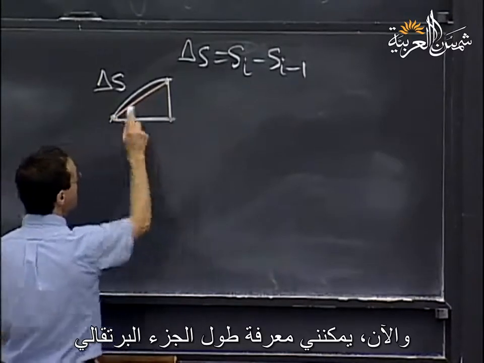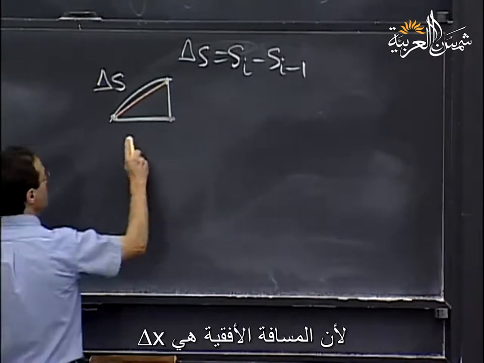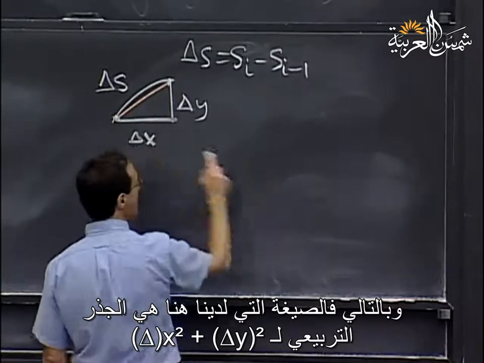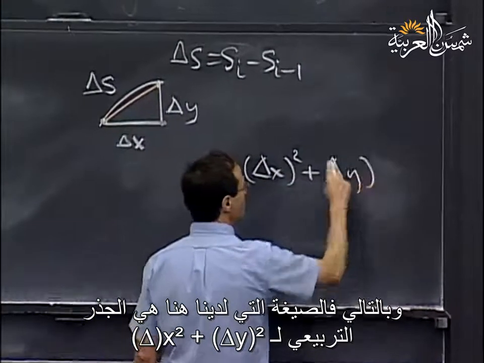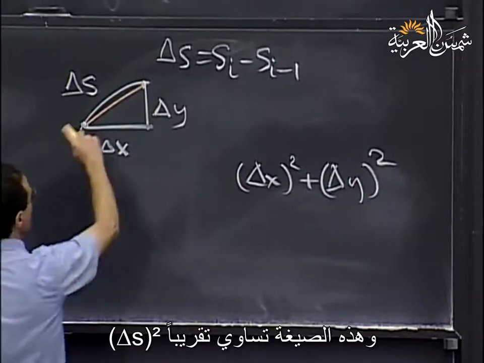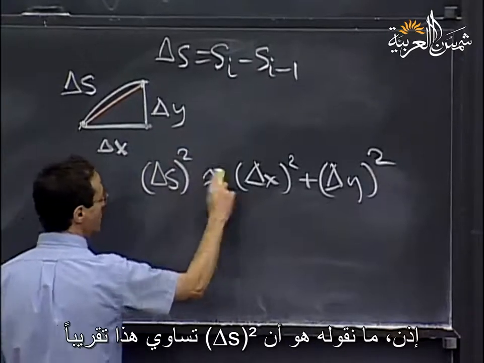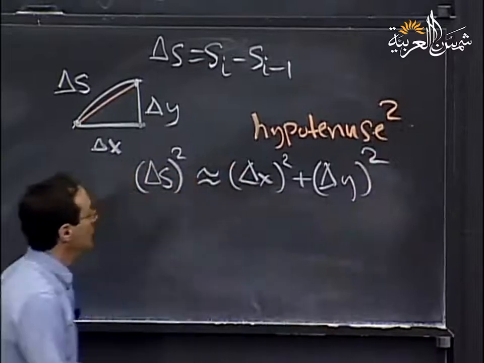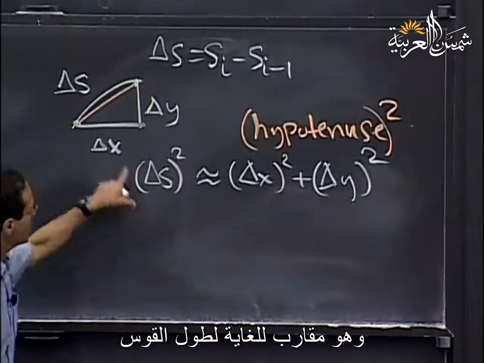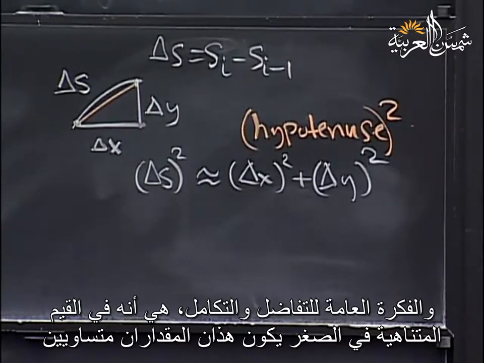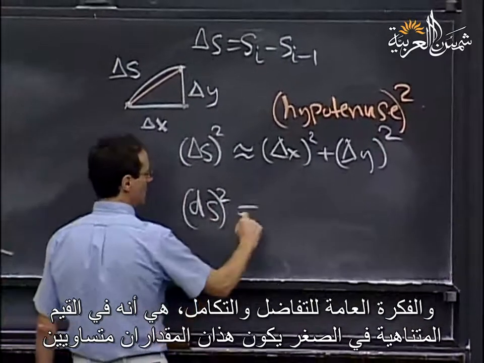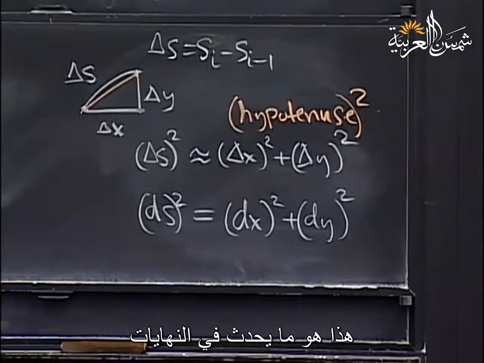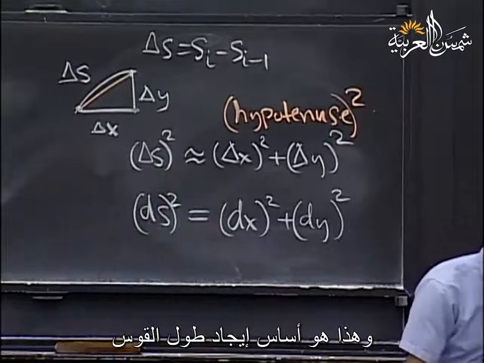And then I can figure out what the length of the orange segment is, because the horizontal distance is delta x and the vertical distance is delta y. And so the formula is that the hypotenuse is the square root of delta x squared plus delta y squared. And delta s is approximately that. So what we're saying is that delta s squared is approximately this hypotenuse squared, and it's very close to the length of the curve. And the whole idea of calculus is that in the infinitesimal, this is exactly correct. So that's what's going to happen in the limit, and that is the basis for calculating arc length.